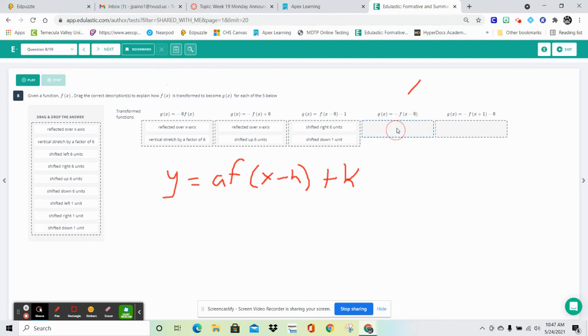All right, on g of x, we got a negative out in front again. Okay, so that's another reflection. And then it's shifted to the right 6 units. All right, we got another negative out in front. Okay, this one's shifted to the left 1 unit and down 6 units.